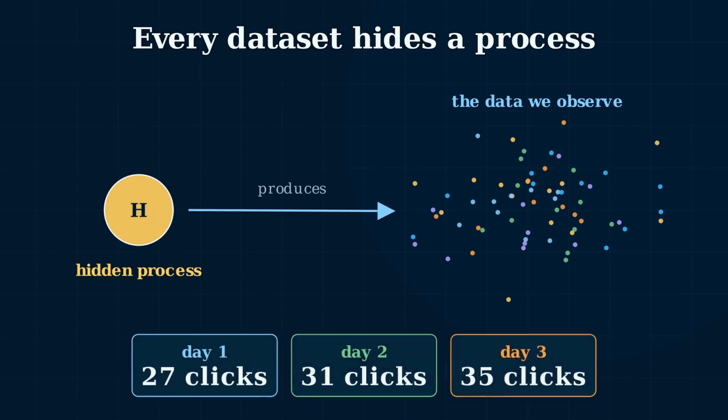If we repeat the day, the count will not always be exactly 30. It may be 27, 31, or 35. The variation is not merely noise to throw away. Its pattern tells us how the generating process behaves.